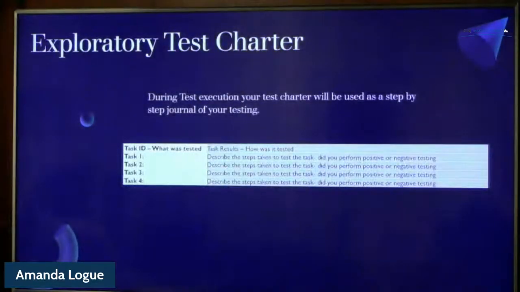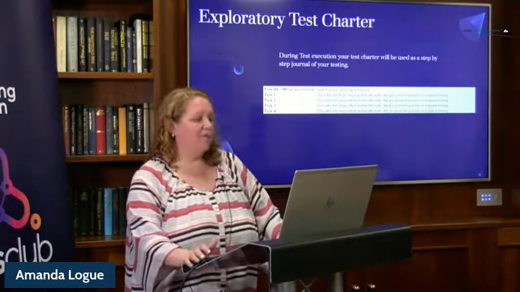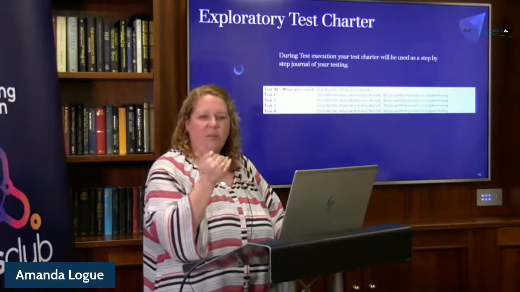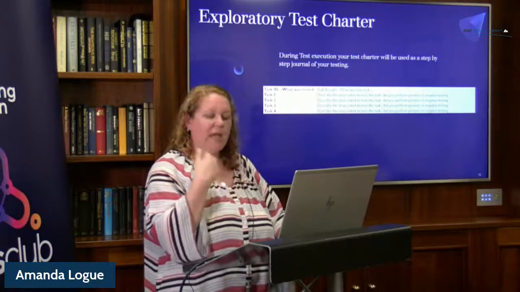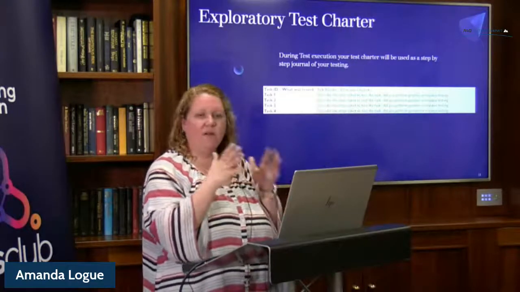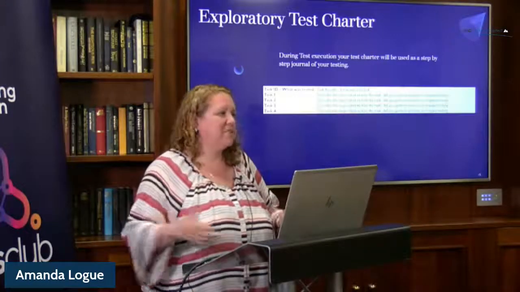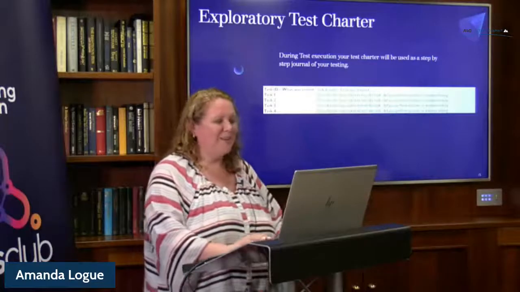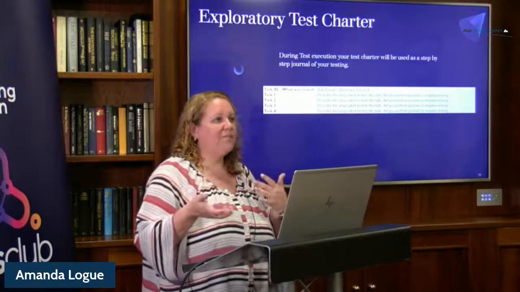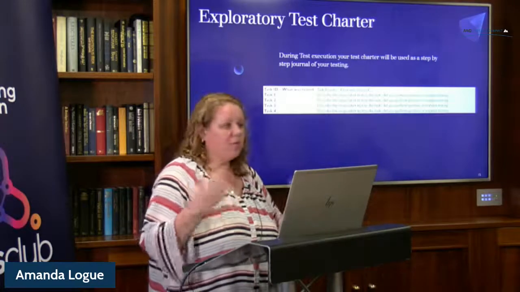Then as you're doing your execution, you use your test charter as a step-by-step journal of your testing. You put your task ID and what was actually being tested, and then your results and how it was tested. So put in your steps and your results. Then you have all of that written in your document. Back when I first started, we were handwriting these things. Now everybody has them typed and online, whether you're using a Word document or Excel. Different companies have different ways of doing that, and different places that they store them, on their SharePoints or wherever.